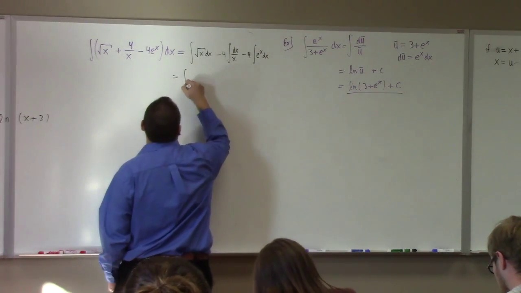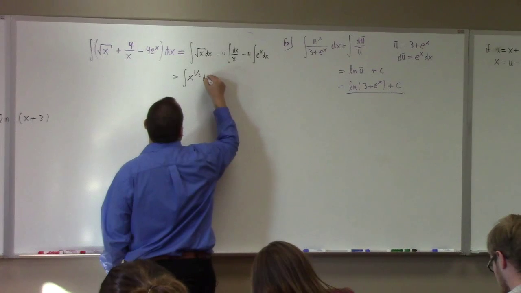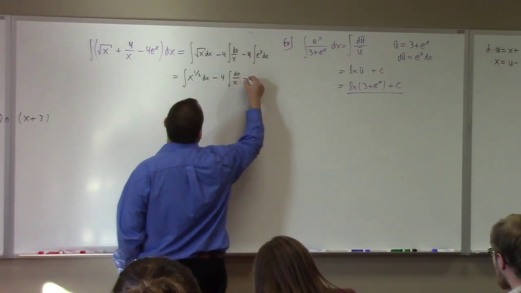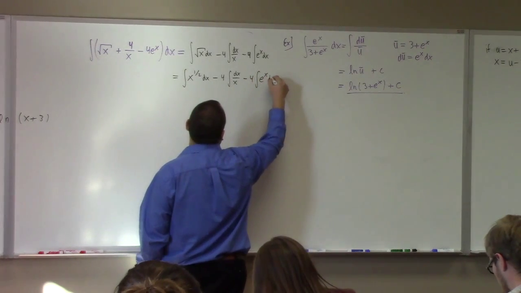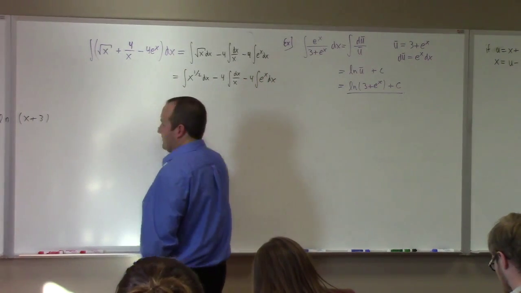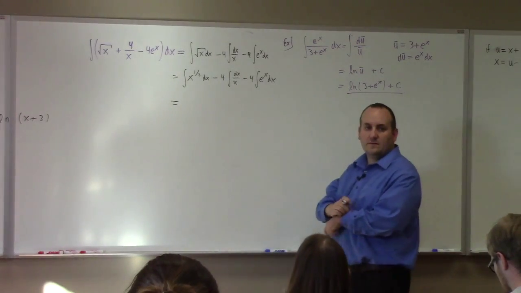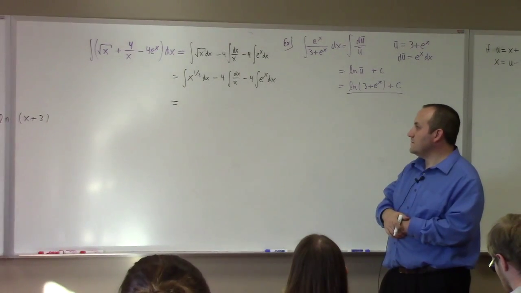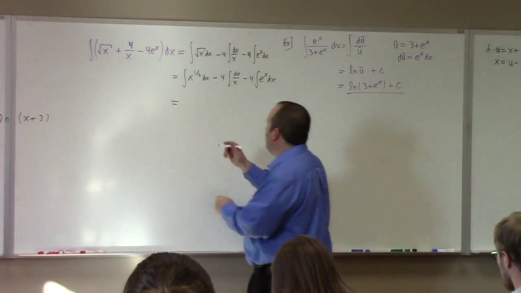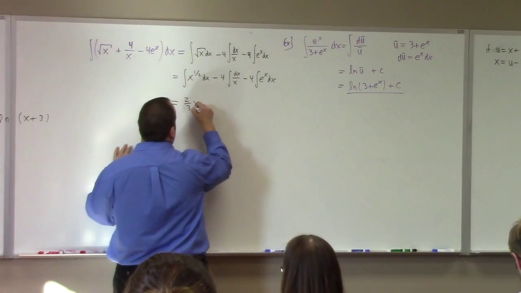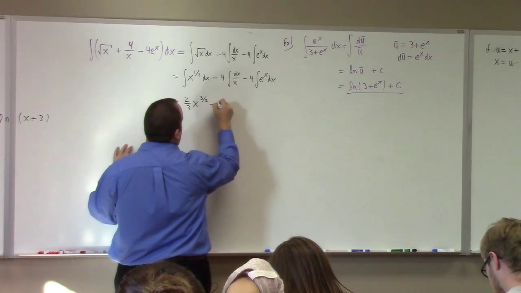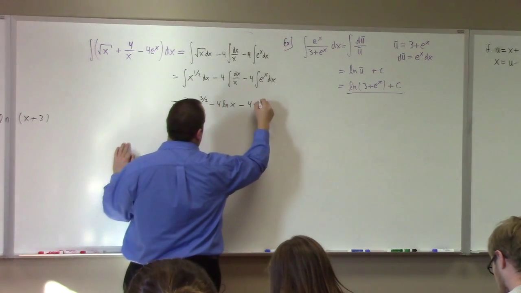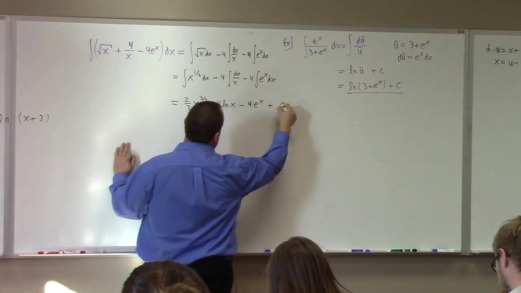And let's see, I'll write one more step. So this is x to the 1/2, right? Minus 4 times the integral of dx over x, minus 4 times the integral of e to the x dx. At this point, you recognize that those are the basic ones. Wouldn't it be 2/3 x to the 3/2, and then minus 4 ln x, and then minus 4 e to the x. Yeah, plus a constant, yep.